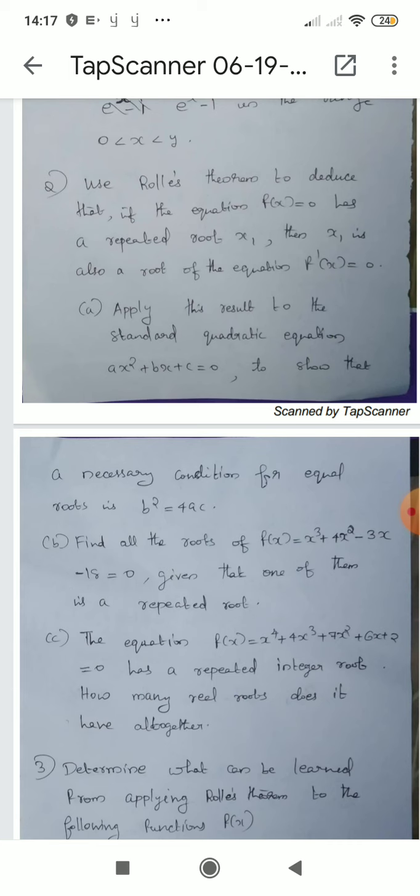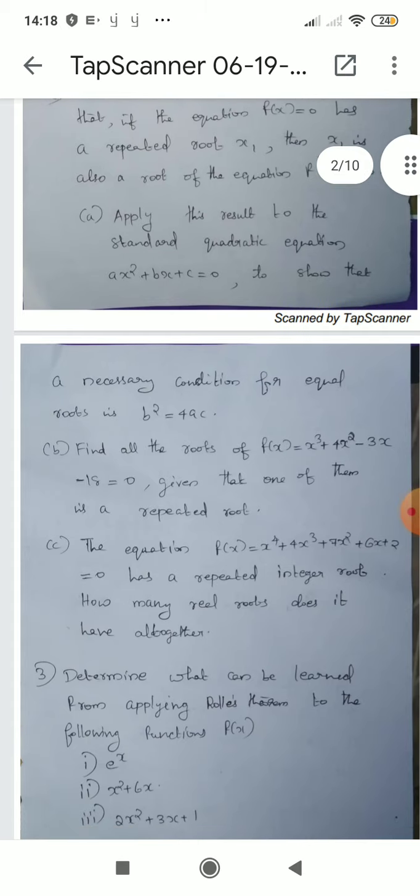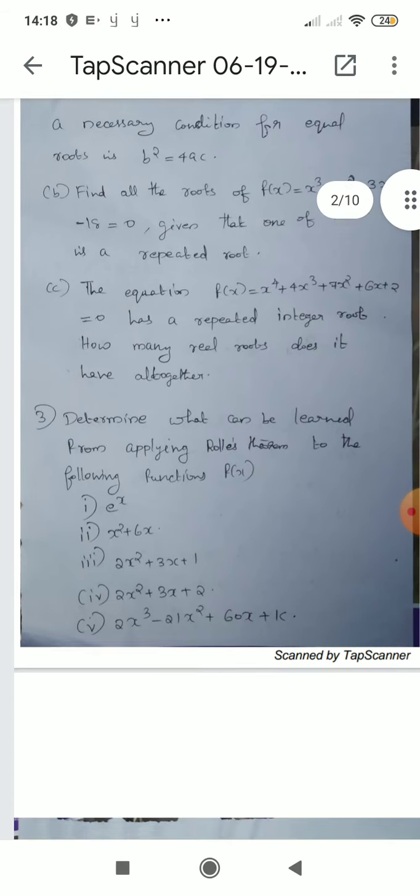One of the roots of this f of x is repeated. That means if this f of x has 3 roots, let those roots be x1, x2 and x3, then 2 roots will be equal. Repeated root means one of the roots is repeated, means 2 roots are same. So among x1, x2, x3, 2 are same. Okay. So let me solve.